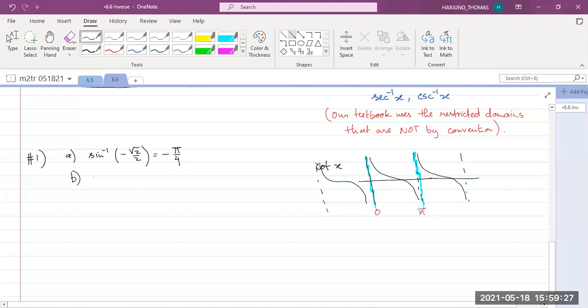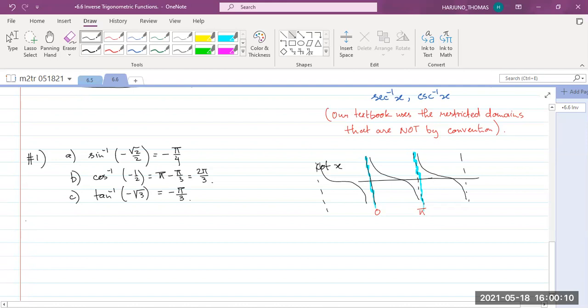Part B, how about cosine inverse of -1/2? It must be quadrant 2. The reference angle pi over 3. So 2 pi over 3. If you know the answer is 2 pi over 3, just do it. You don't need to write pi minus pi over 3. C, what is tangent inverse of negative radical 3? Well, that must be quadrant 4, negative 60 degrees, negative pi over 3. That's number 1.